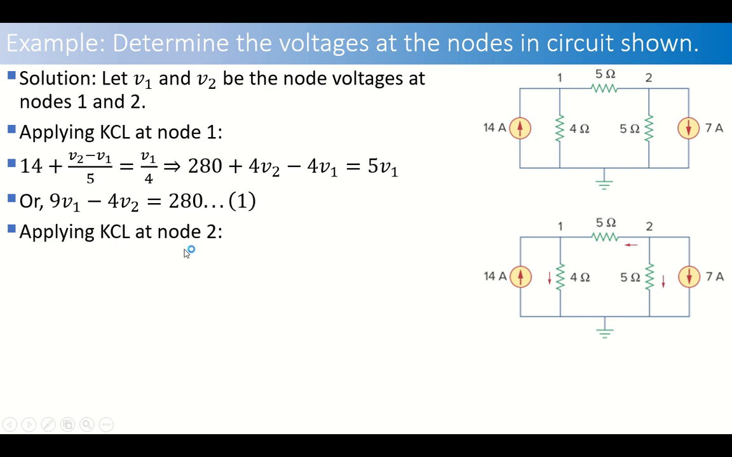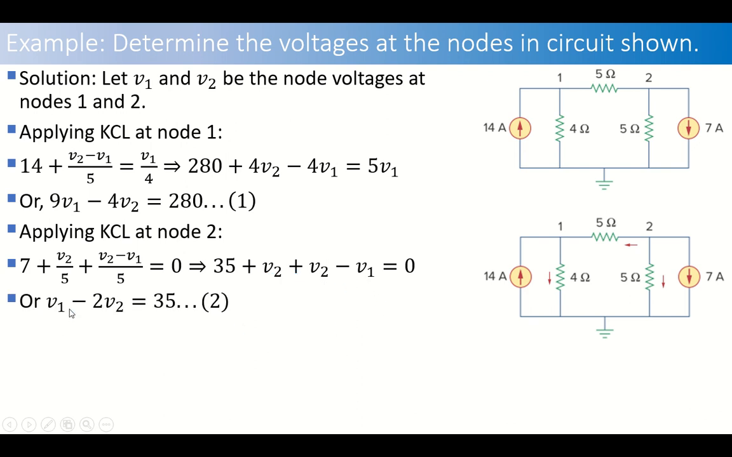So let's apply Kirchhoff's current law at node number 2. This is one current outgoing, so 7 plus the outgoing current in the 5 ohm resistance. This will be (V2 minus 0) divided by 5 plus (V2 minus V1) divided by 5. That should be equal to 0, because there is no incoming current. Now we can simplify. The LCM will be 5, so we multiply overall by 5. So this will be 35 plus V2 plus V2 minus V1 equals 0, or V1 minus 2V2 equals 35. Let's call this equation number 2.